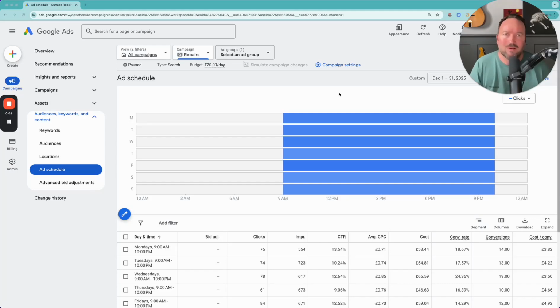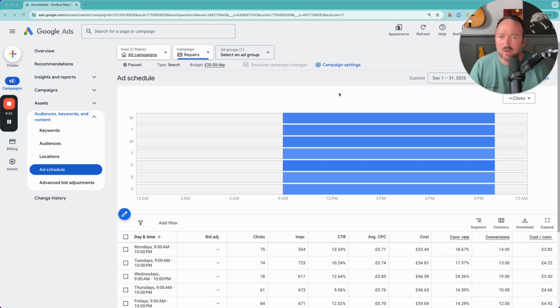Okay, let's talk about ad schedules. A great thing you can do in Google Ads is choose the days and even the times when your Google Ads appear, right? If you do this properly, then you can really advertise at the best times of the week to maximize your budget.